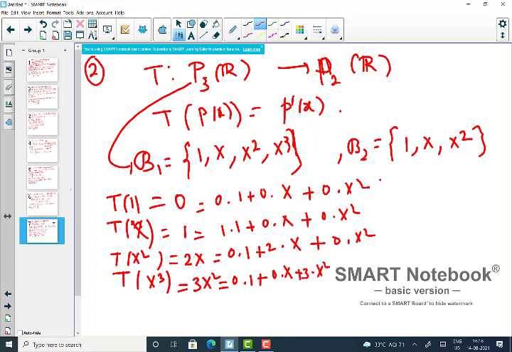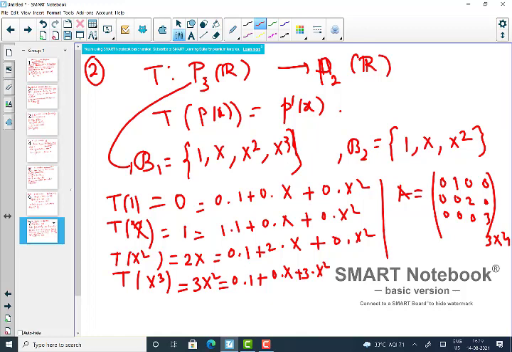And hence, what is the answer? The answer matrix will be: the first column is 0 0 0. The second column is 1 0 0. The third column is 0 2 0. And the last column is 0 0 3. So this is the matrix. How many rows are there? 1, 2, 3. How many columns are there? 1, 2, 3, 4. So 3 rows by 4 columns, right?